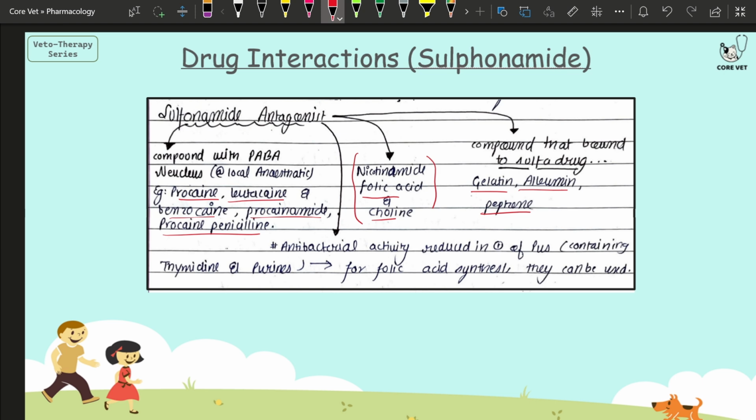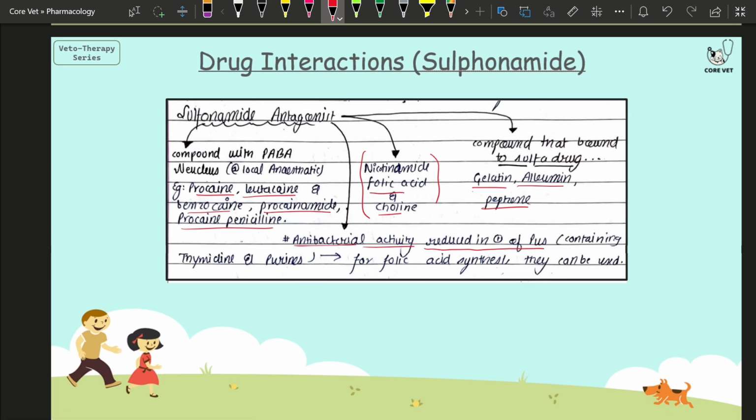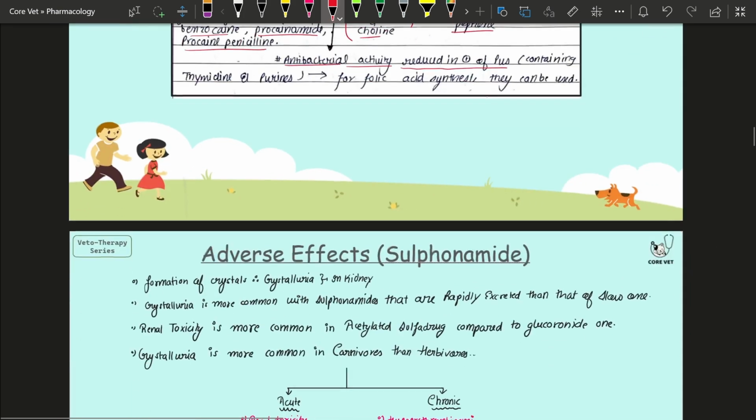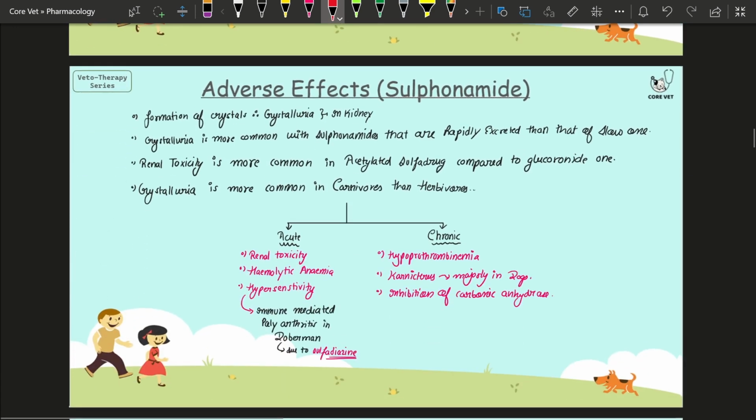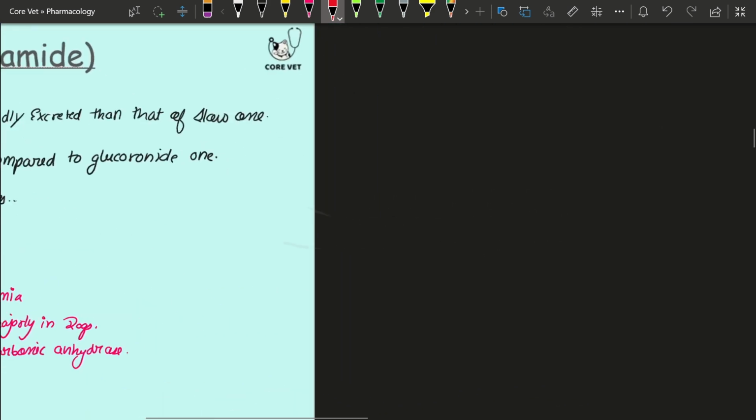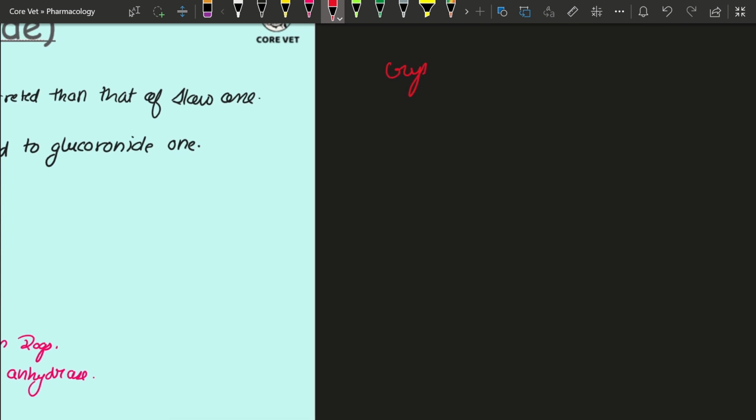And I had told you earlier in general chemotherapy that the antibacterial activity of the sulfonamide is reduced in the presence of pus. I hope this is clear, right? Now coming to the adverse effects. The main adverse effect of the sulfonamide is that they lead to the formation of crystals.